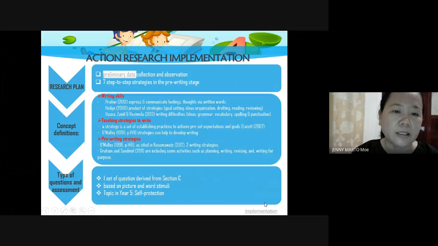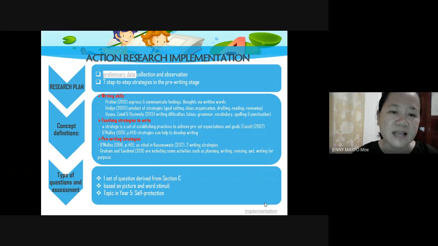Next, I'm going to talk about the concept definitions. There are writing skills, teaching strategies to write, and pre-writing strategies. Writing skills are the skills that help the students to express and communicate feelings and thoughts via writing words. Based on H2000, it's a product of strategies, which are goal setting, ideas organization, drafting, reading, and reviewing.